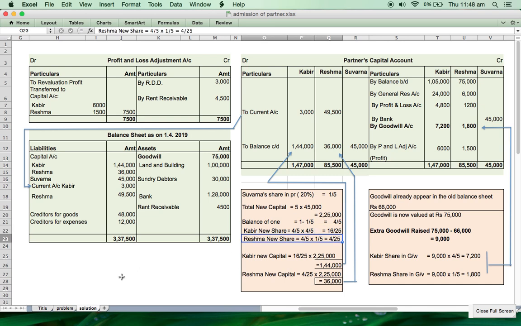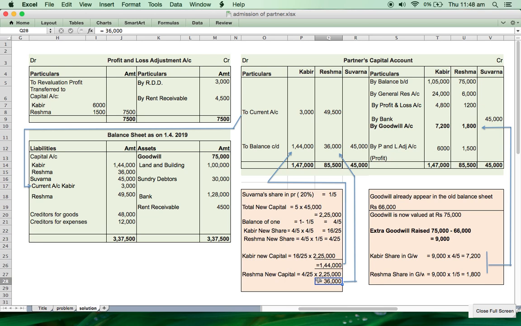Similarly, we are going to calculate Reshma's new share, 4 upon 5 into 1 upon 5. Again, balance of 1 into her old share in profit. That gives us 4 upon 25. Now, whenever we multiply this new share with total new capital, we will get their new capital balance. So Kabir's new capital will be 16 by 25 into 2,25,000, which is 1,44,000. For Reshma, 4 upon 25 into 2,25,000, that is 36,000.